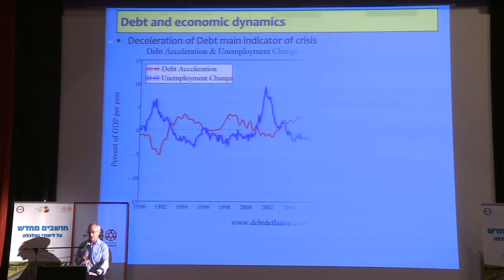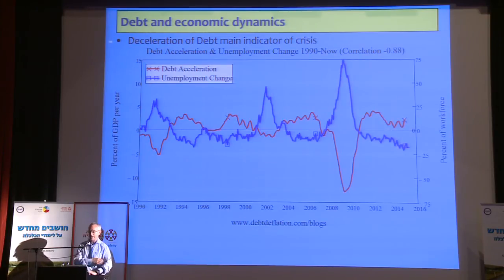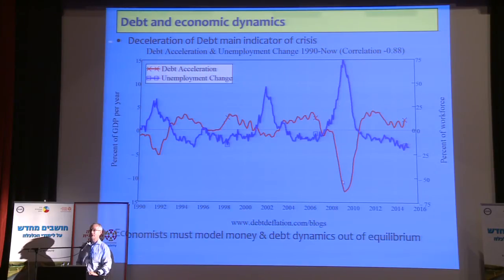So here's looking at the acceleration and the deceleration of debt over the period from 1990 to today. Correlation coefficient there, minus 0.88. You can see where the crisis began, and you can see where the rate of change, the acceleration of debt plunged as well. So we have to model money and debt dynamics out of equilibrium. If we're going to model capitalism, we've got to do all those things.